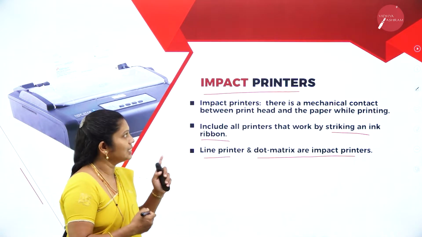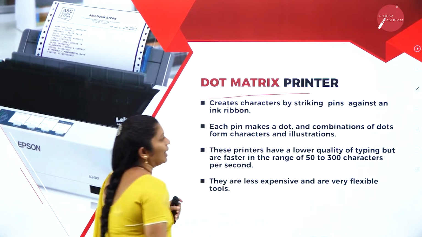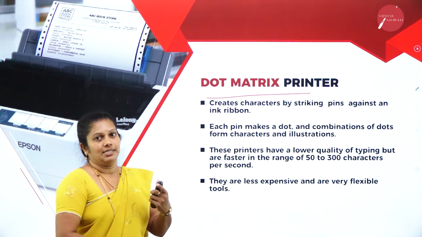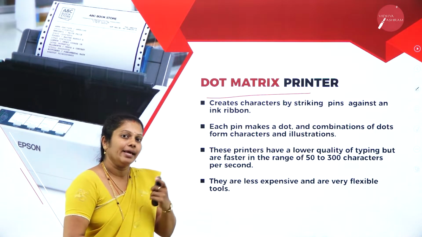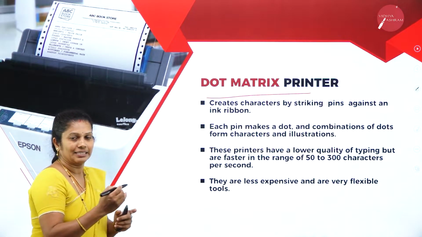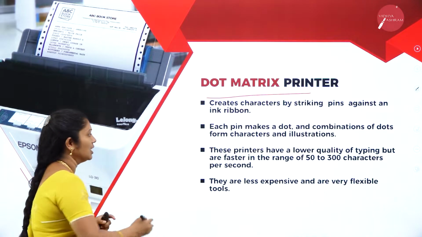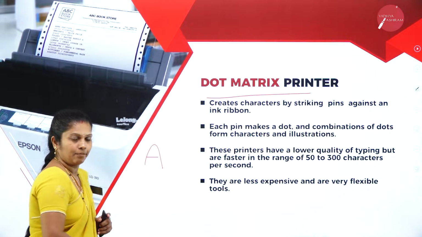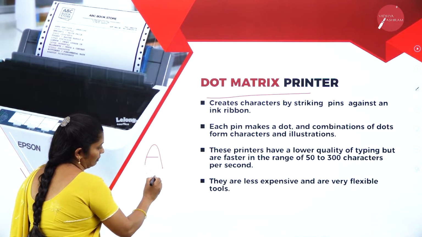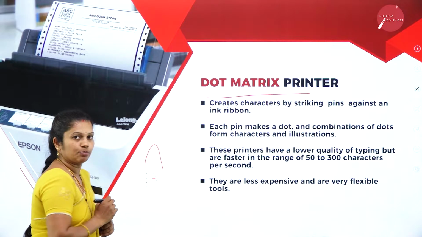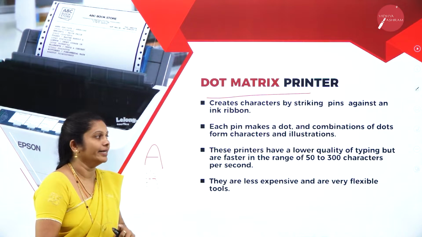Now one by one we'll discuss the impact printers. The first one we will discuss is the dot matrix printer. The name itself suggests dot matrix. What do we mean by dot matrix? All the characters will be displayed in the format of dots. For example, if I want to display A, then it will take the first dot, second dot, third dot, fourth, fifth, one by one. All characters are displayed in the format of dots in a dot matrix printer.